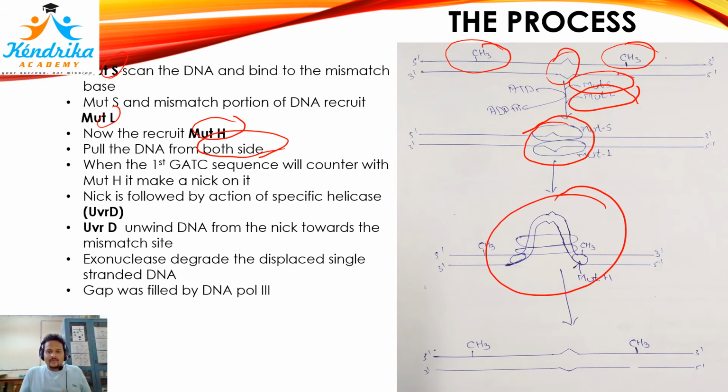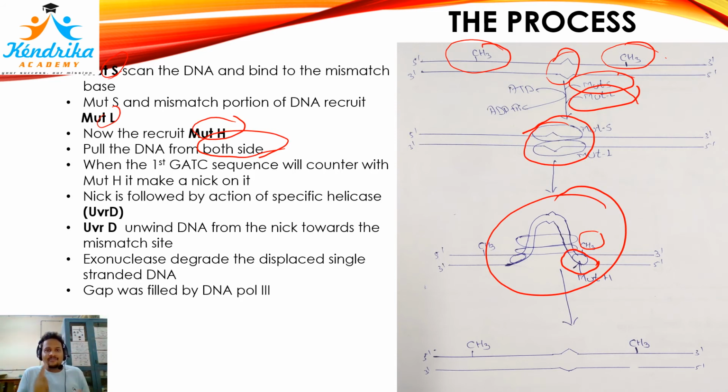Then what happened, when they pull and the first GATC sequence comes, they stop this pulling, because in the GATC sequence the CH3 is there, so they found the CH3, and mut-H also resides near the GATC sequence. Clear? Mut-H is to be in the GATC sequence. So mut-H is one more enzyme which helps in this process.